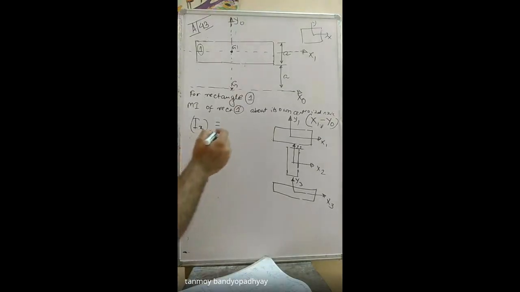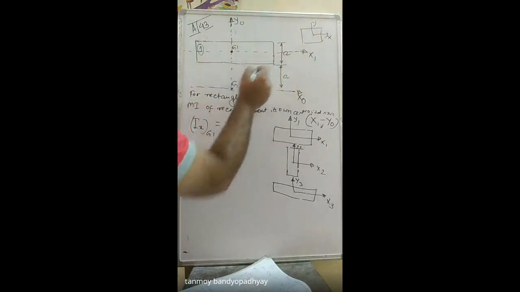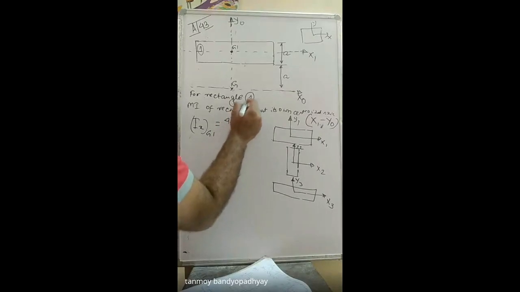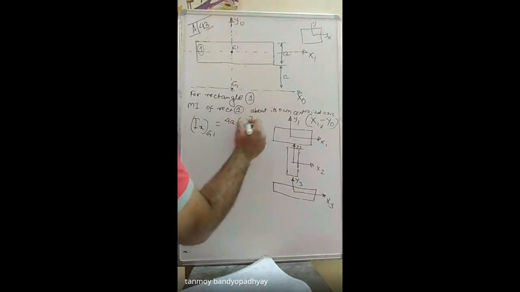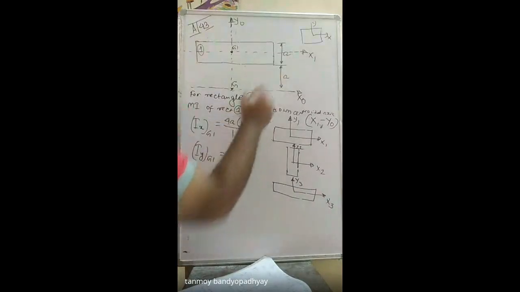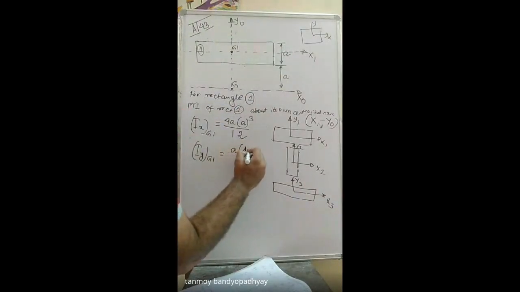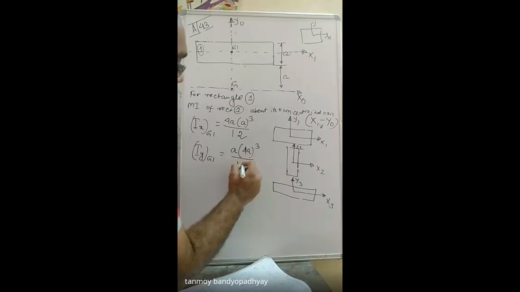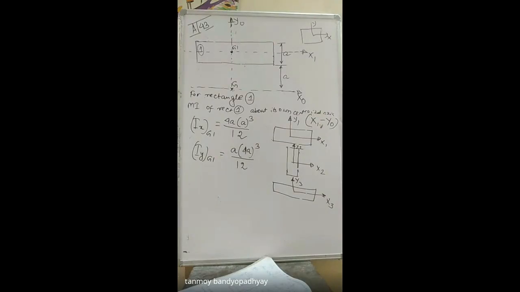Here you have b d cube by 12, so the breadth is 4a into d cube. The depth is a, so b d cube divided by 12. And what will be Iy passing through g1? That will be equal to d b cube by 12, so depth is a into 4a whole cube divided by 12. This is everything that refers to the moment of inertia Ix and Iy for rectangle number 1 about its own centroidal axis, about the local axis system for rectangle 1. Okay?